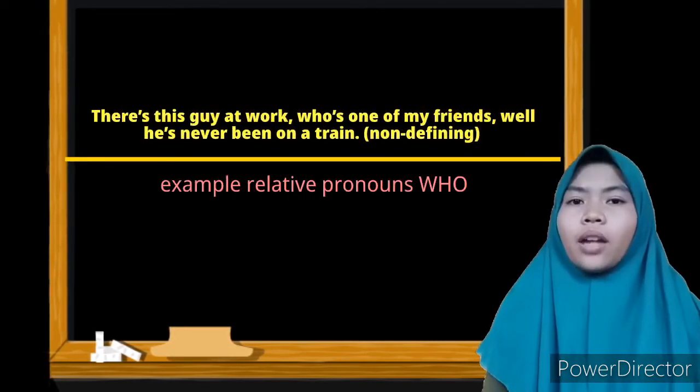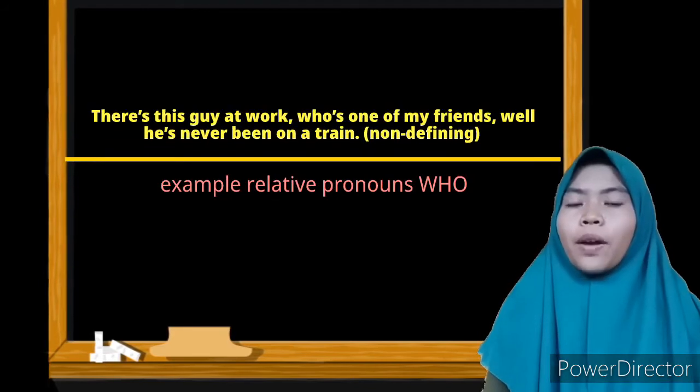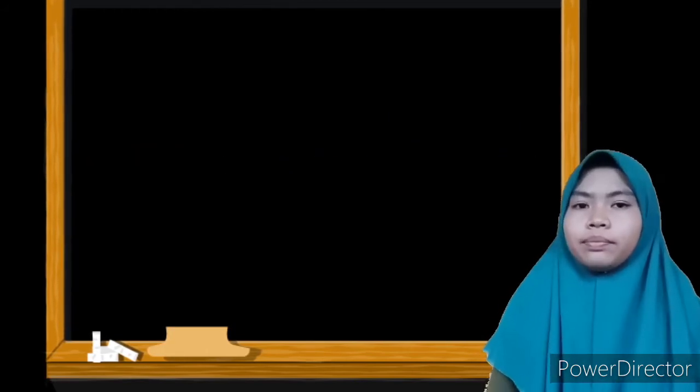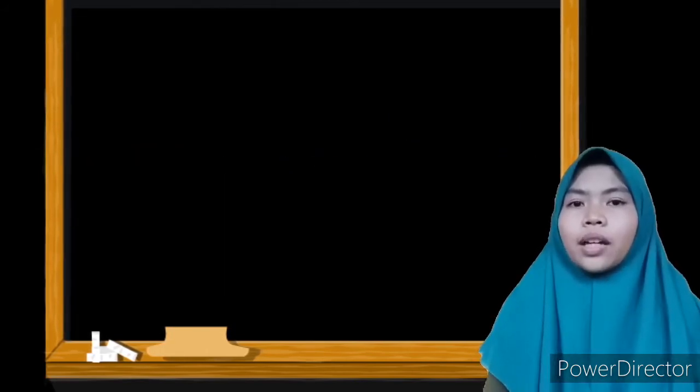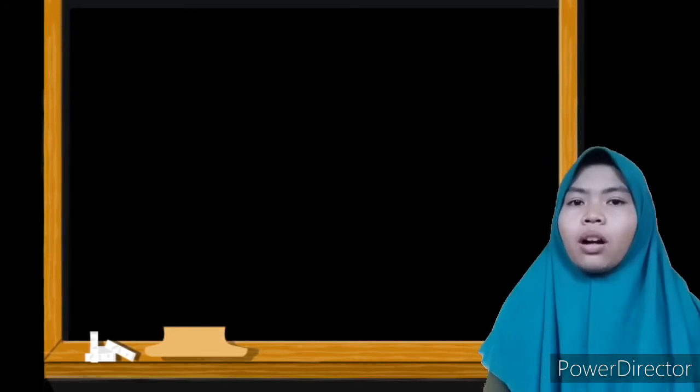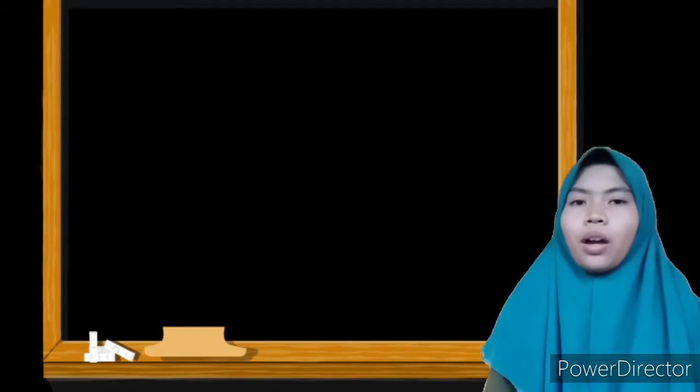There's this guy at work who's one of my friends. Well, he's never been on time. Non-defining. Subject and object: who can act as the subject or the object of the relative clause.